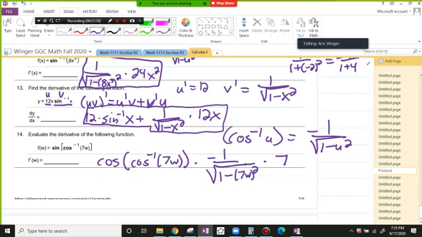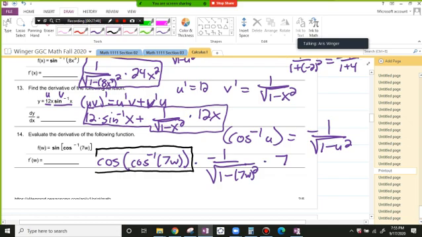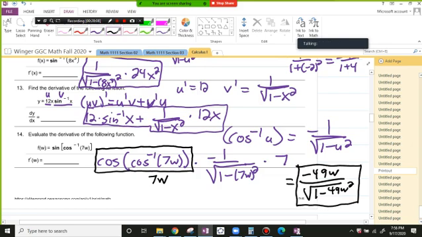Now, they might be trying to be fancy here. Hopefully you can put this into MyLab. But we'll notice that the cosine of the inverse cosine of 7w, well, if they're inverses, these things should cancel, and this should just be 7w. And so if you want to write this in a fancy way, it's negative 49w over the square root of 1 minus 49w squared. It should take either one.